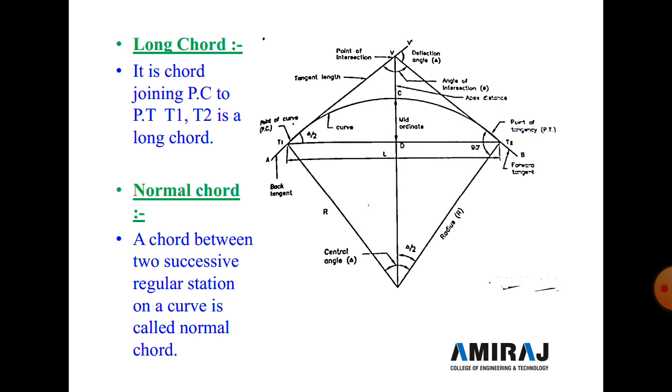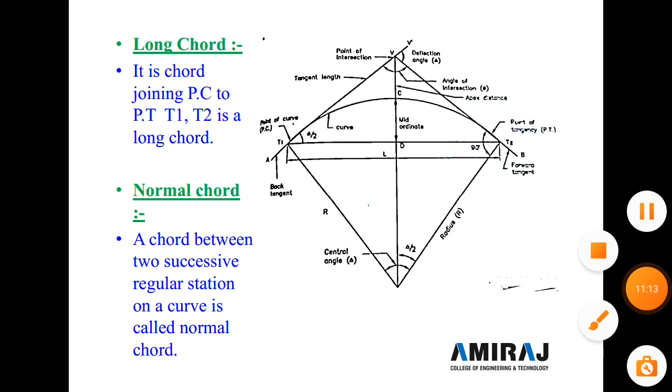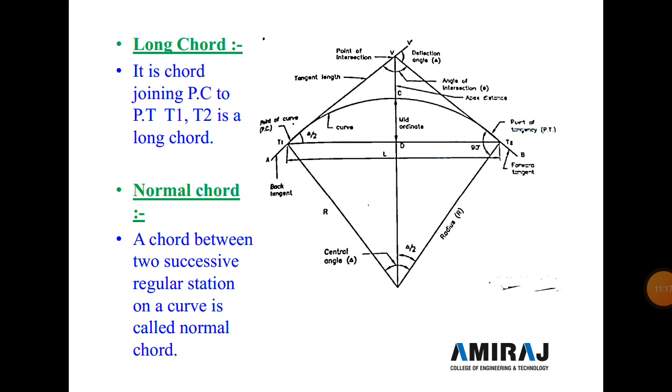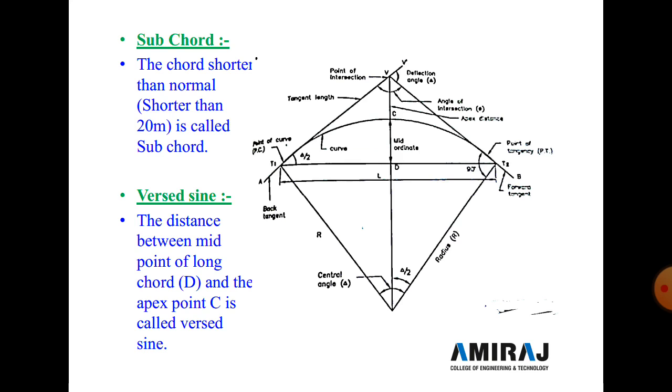Next is the normal chord. The chord between two successive regular stations on a curve is known as a normal chord. So regular stations here are only two, T1 and T2, the starting and end points. So it is called a normal chord. Next is the subchord.